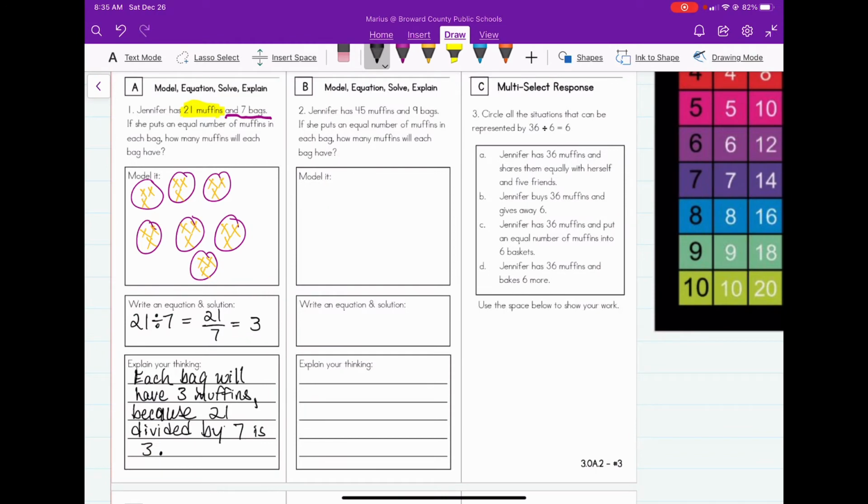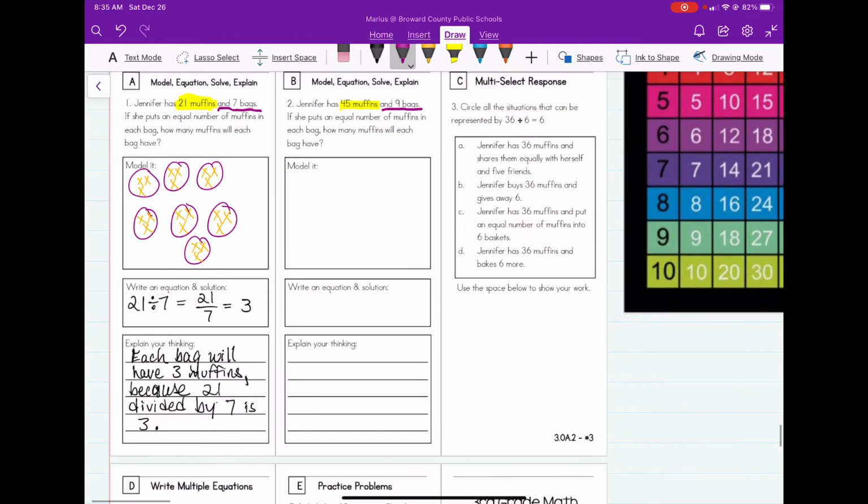All right, number 2. Jennifer has 45 muffins in 9 bags. If she puts an equal number of muffins in each bag, how many muffins will each bag have? Once again, we're going to model this 2 ways. First, instead of doing it with the picture, I want to go to the multiplication table. The 45 is the total, and the 9 is one of the factors. The 9 is going to represent the row, and the 45 is going to represent the product.